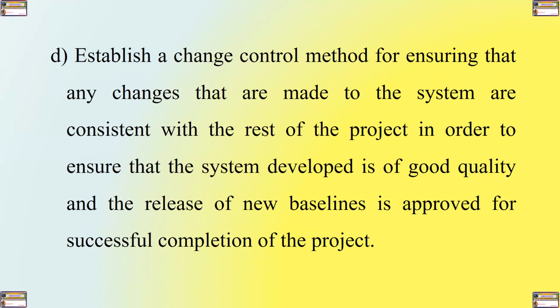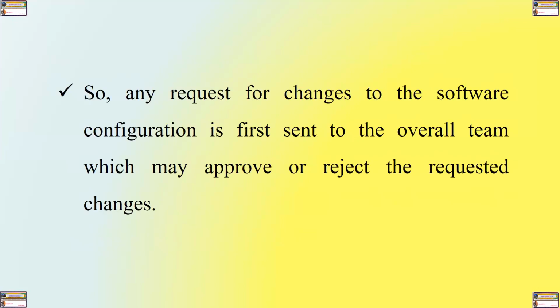Number four is to establish a change control method for ensuring that any changes that are made to the system are consistent with the rest of the project, in order to ensure that the system developed is of good quality and the release of new baselines is approved for successful completion of the project. So, any request for changes to the software configuration is first sent to the overall team, which may approve or reject the requested changes.